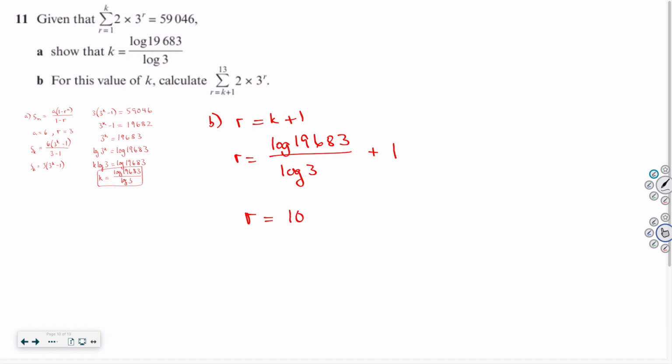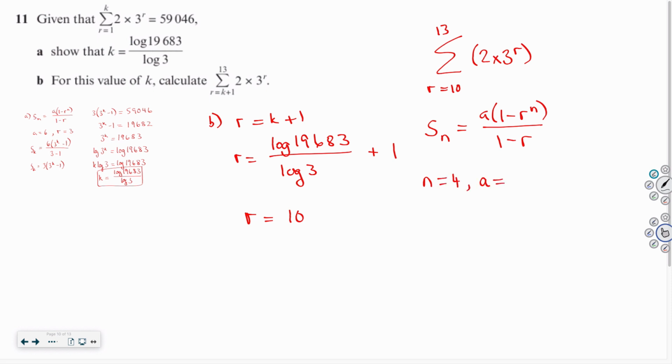So what we're actually doing is the summation of 2 times 3 to the r, starting at r equals 10 to 13. And we've got a geometric sequence, so we need to work out our Sn is equal to a times 1 minus r to the n divided by 1 minus r. And we can say that the number of terms that we've got is 4 terms, including the 10th term. We want the 10th term plus the 11th plus the 12th plus the 13th. So we're going to have n equals 4.